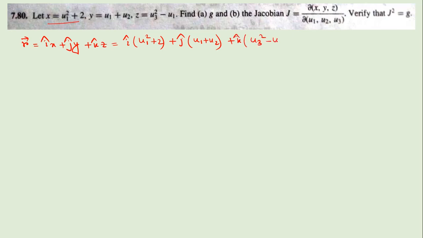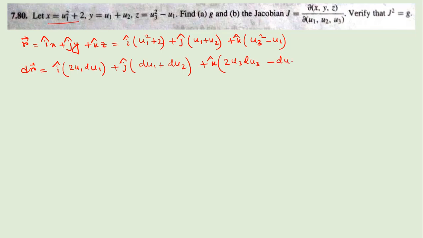So to find g, you need to find ds square, right? For that, you can write r vector equals i cap x, where r vector is the position vector, plus j cap y plus k cap z. Put the value of x: i cap (u1 square plus 2) plus j cap (u1 plus u2) plus k cap (u3 square minus u1). So what is the value of dr vector? dr vector is i cap 2 u1 du1 plus j cap (du1 plus du2) plus k cap (2 u3 du3 minus du1), right?